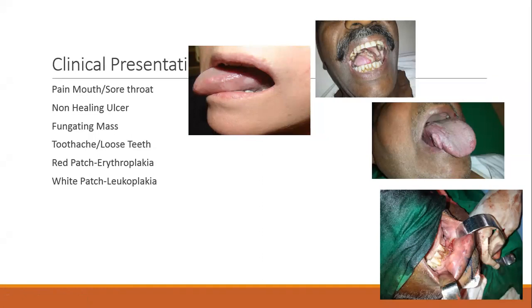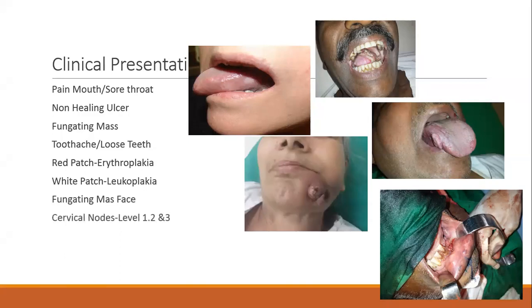Sometimes they will have an absolutely normal oral cavity, but they will present with what? Think and write down the answer on a piece of paper. They will not have any symptom of the oral cavity or the mouth or anything on examination, but they will present with, think, nodes. Okay, cervical nodes. Sometimes the patient may have an occult primary. That means the primary is hidden, but they come with cervical nodes, neck nodes, especially at levels 1, 2, and 3.